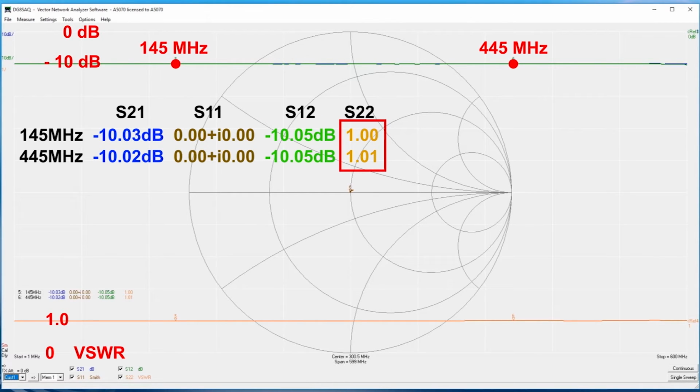Finally, S22 as measured in voltage standing wave ratio is 1.00 and 1.01 at the two frequencies. The values of these S parameters and the flat response over a 600 MHz frequency span is a very good result for this little attenuator.